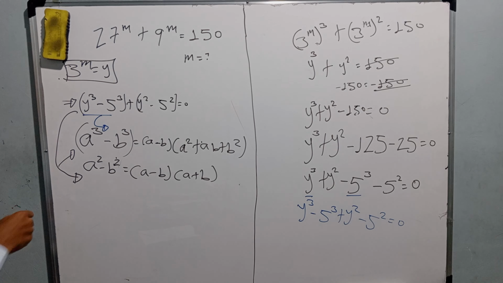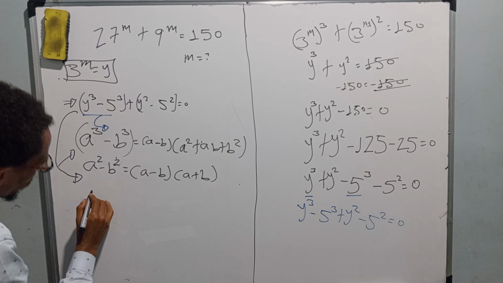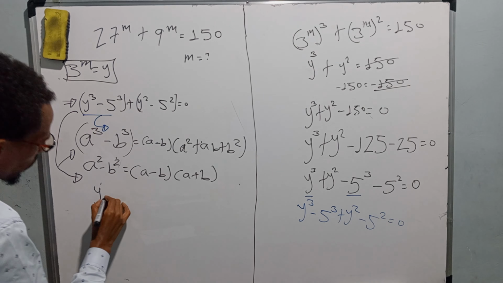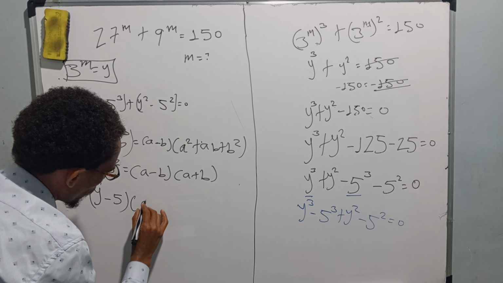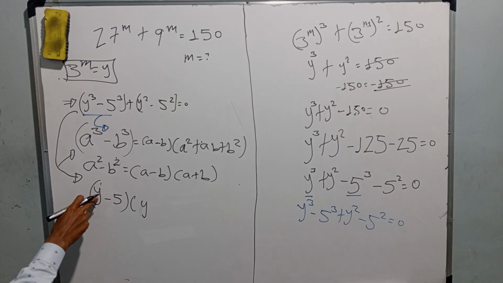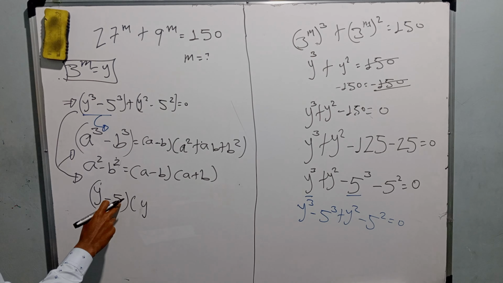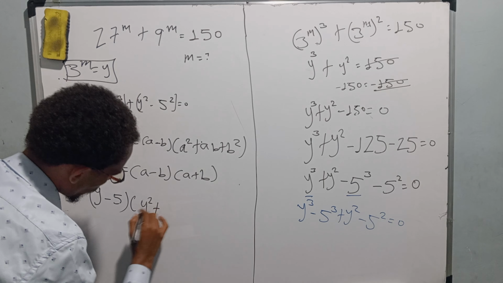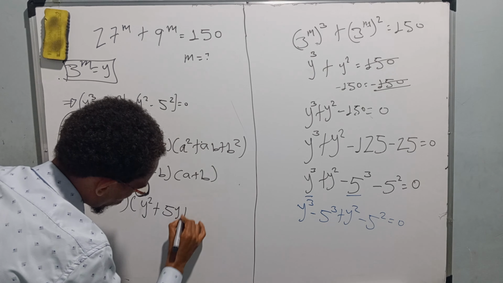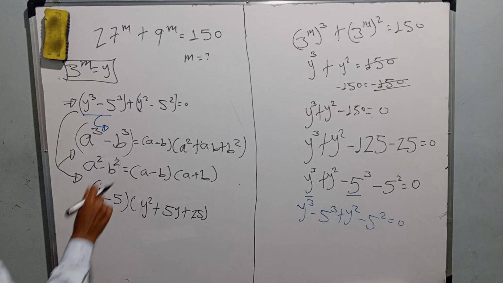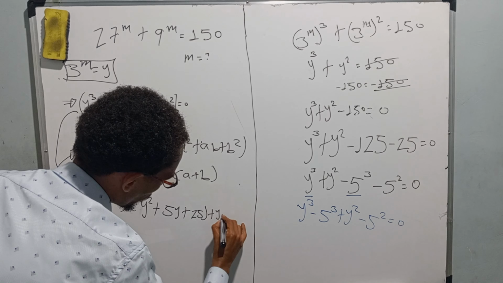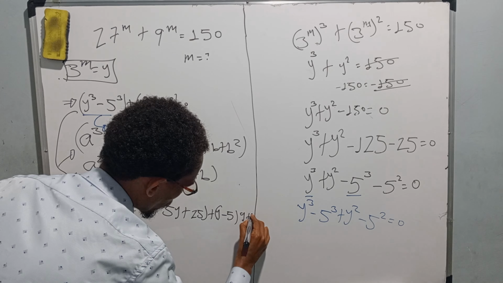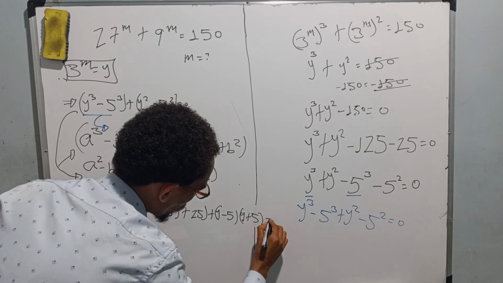Now we can express this equation like this. Then y cubed minus 5 cubed is expressed as y minus 5 times y squared. Why? Because here y is a and negative 5 is equivalent to b. Then y squared plus 5y plus 5 squared, that means 25. Then again plus y minus 5 again times y plus 5, which is equal to 0 here.